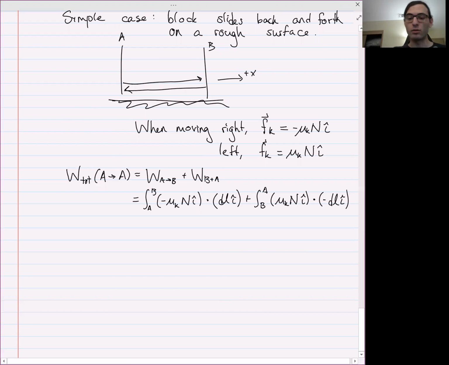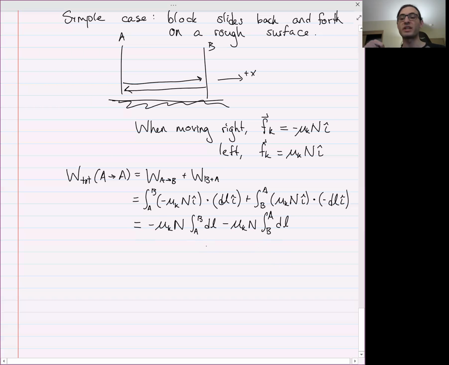So now we can just simplify. Mu sub k times n is constant. i hat dots into itself to give 1. So this is negative mu sub k n, integral from A to B of dl, plus, or minus, mu sub k n, integral from B to A of dl. Now, again, these do not cancel because these are not flipped.